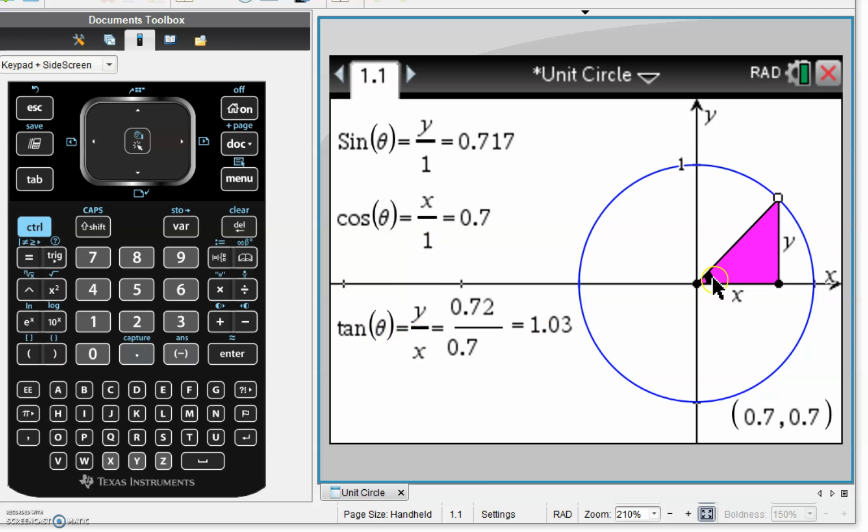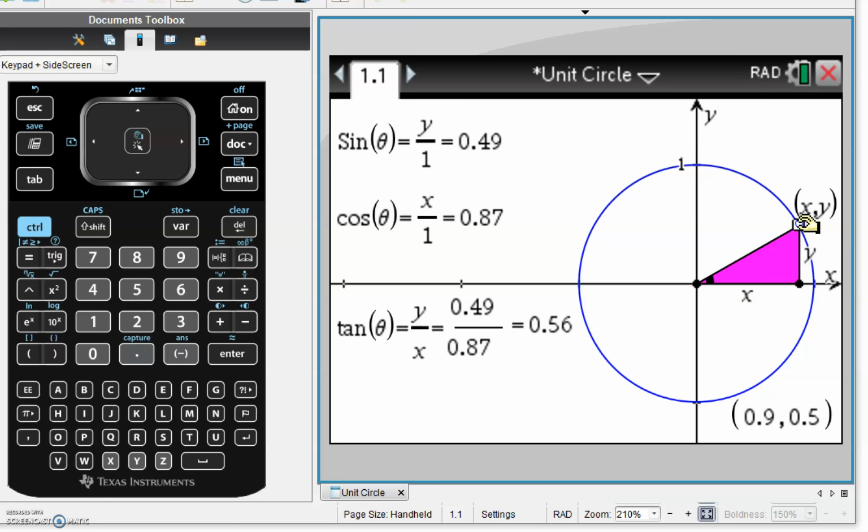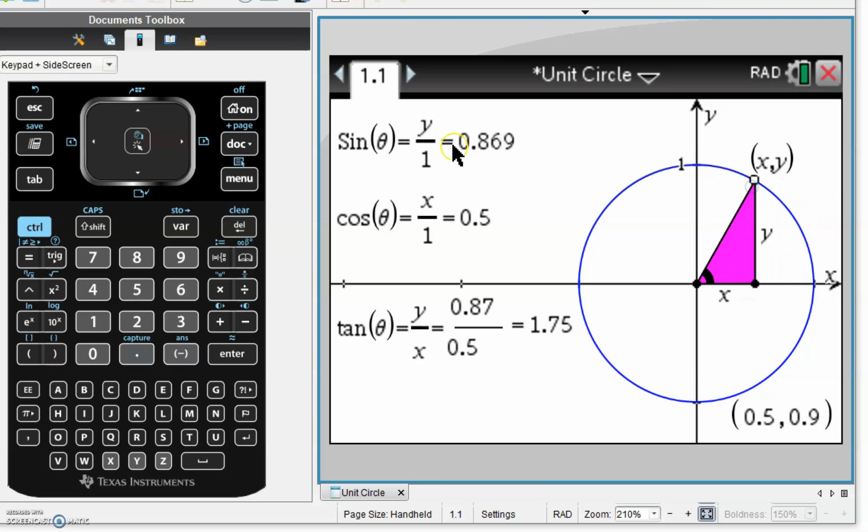And then tangent would be the y value over the x value, right? Opposite over adjacent. So as I move this pointer around, you can see on the left-hand side that these calculations are changing all the time. So what I want to think about is, really, sine is just the y value, isn't it? So if I bring this, and actually let me put something else on here too. Okay.